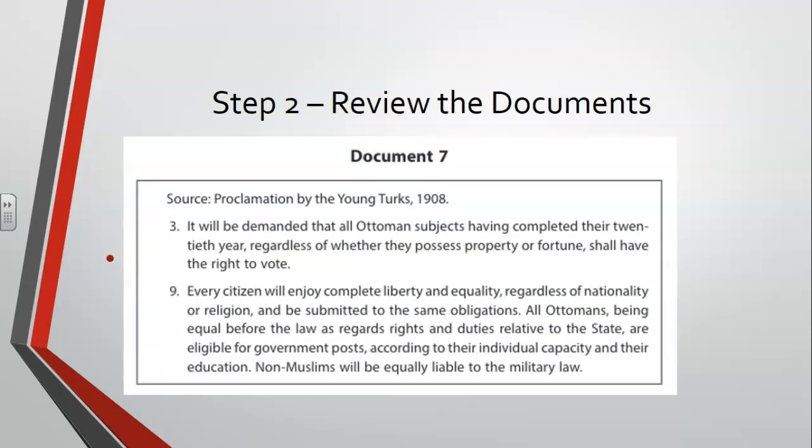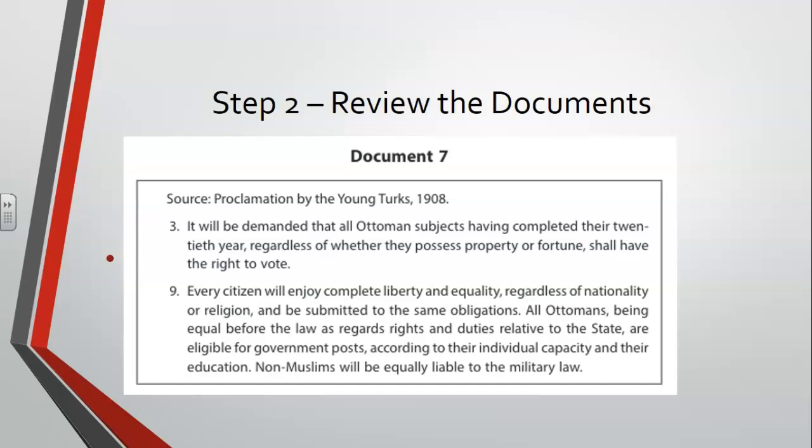So if you look right here, this is going to be document 7. Source is a proclamation by the Young Turks in 1908. There are 2 different things mentioned right here. Number 3, it will be demanded that all Ottoman subjects who have completed their 20th year, regardless of whether they possess property or fortune, shall have the right to vote. And then number 9, every citizen will enjoy complete liberty and equality, regardless of nationality or religion, and be submitted to the same obligations. All Ottomans, being equal before the law as regards rights and duties relative to the state, are eligible for government posts according to their individual capacity and their education. Non-Muslims will be equally liable to the military law.